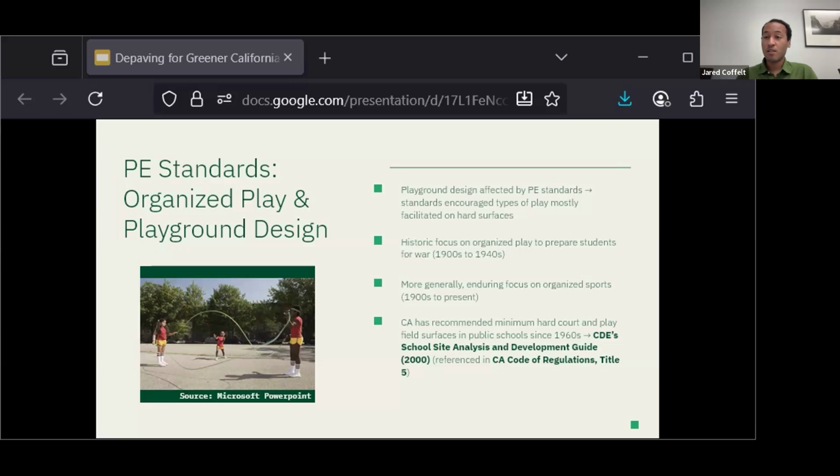And as a result of this, they implemented a lot of different initiatives, including PE standards in some places, to create a population that would be more fit to serve for military service. As you can imagine, a lot of these programs and PE standards that were implemented were focused on things that would help prepare students specifically for military service.